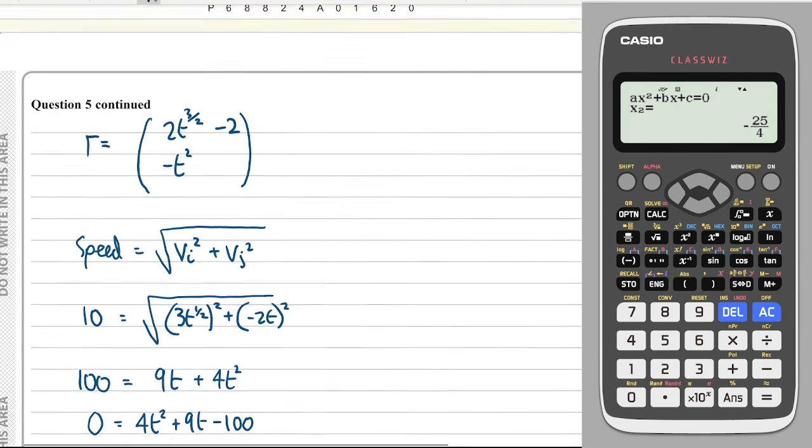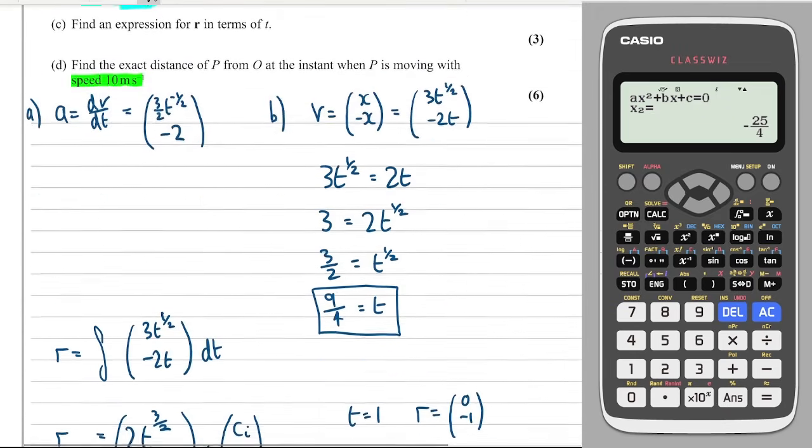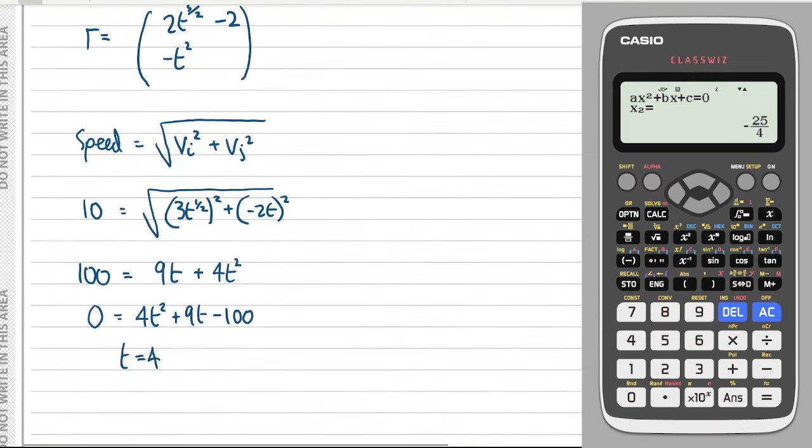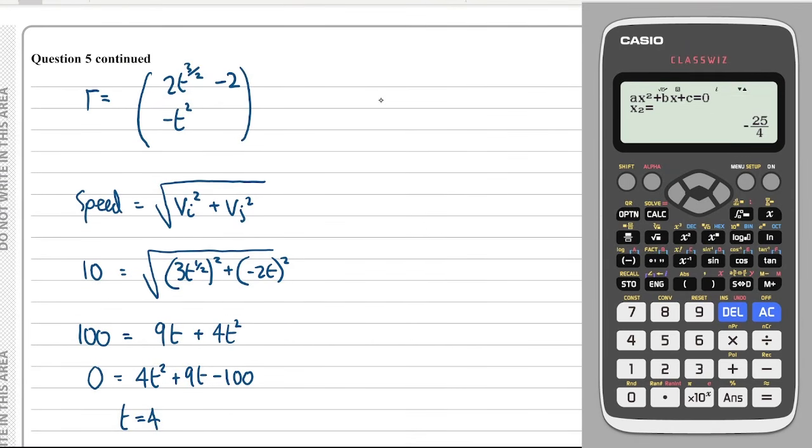But I don't think we're quite done yet. That tells us the time when the speed is at that, but it's asking me for the exact distance. So I'm going to have to use my position formula, which is right here. Perfect. So I just need to sub into that. So 2 lots of 4 to the 3 over 2 minus 2. And here I've got minus 4 squared. So this is going to give me 2, 8, 16. 16 minus 2 is 14. And this is going to give me minus 16.